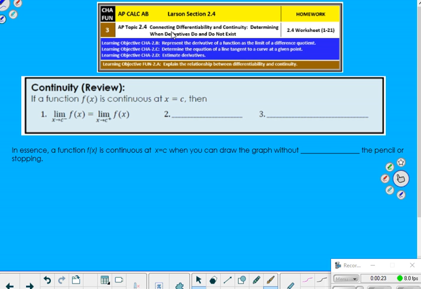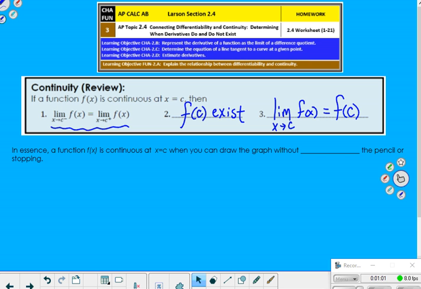A little bit of review on continuity. If a function f of x is continuous at x equals c, then what would we know about our function? Well, in order to be continuous, we knew the left and the right limit had to be equal to each other so that the limit existed. And we had to know that f of c exists so that the point exists. And then we need the limit as x was going towards c of f of x was equal to f of c. The point was equal to the limit.